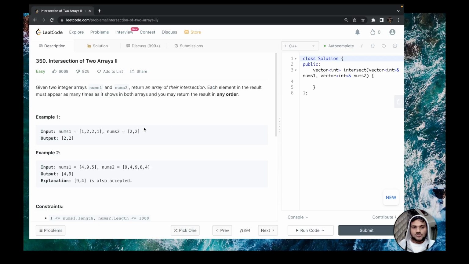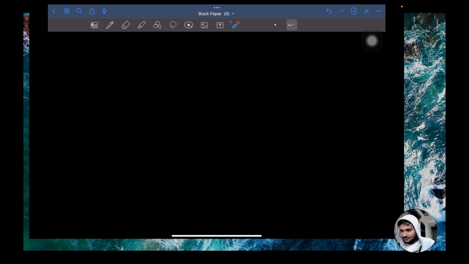Okay. So if let's say in the first array 2 is present 2 times, and in the second array also 2 is present 2 times, and then in their answer also 2 should be present 2 times, and you have to return the common elements. How can you solve this question? It's a very easy question. One quick solution can be brute force.